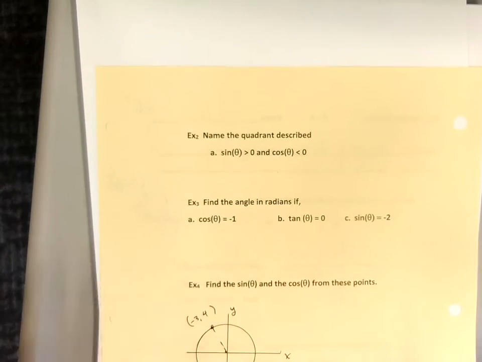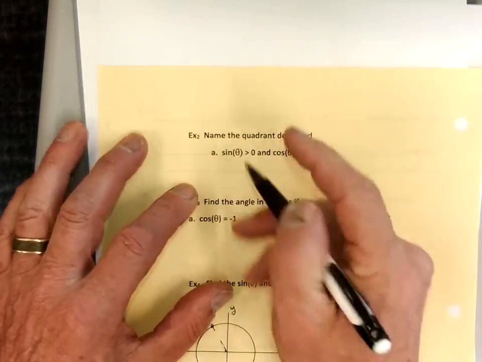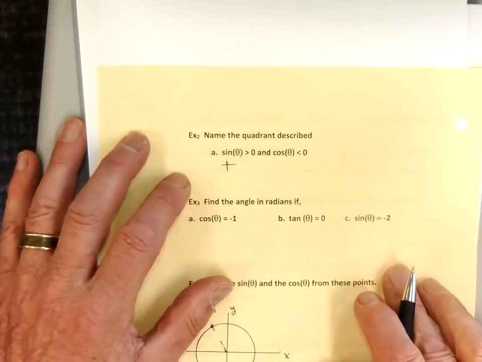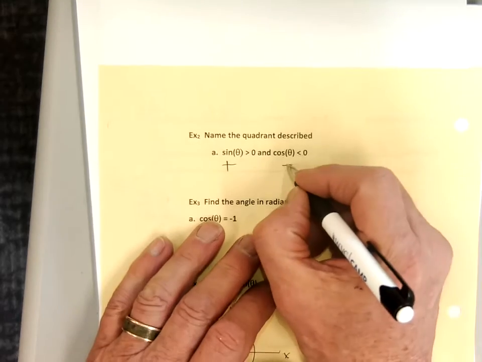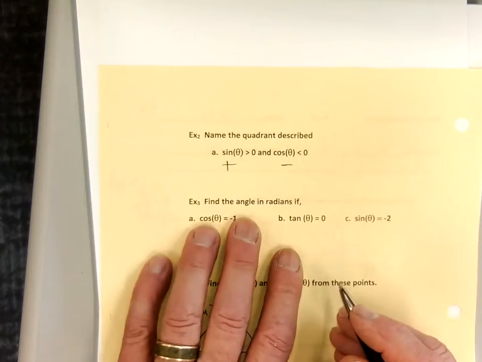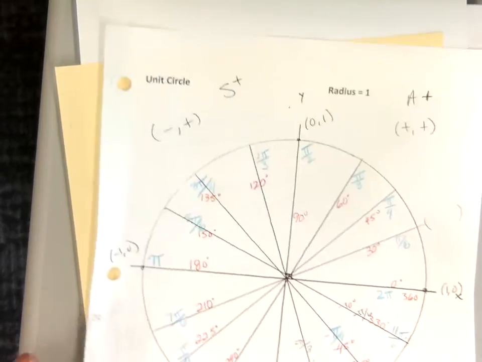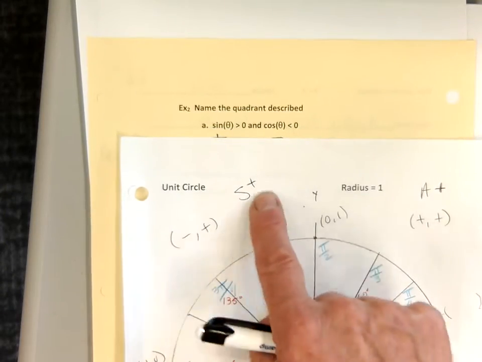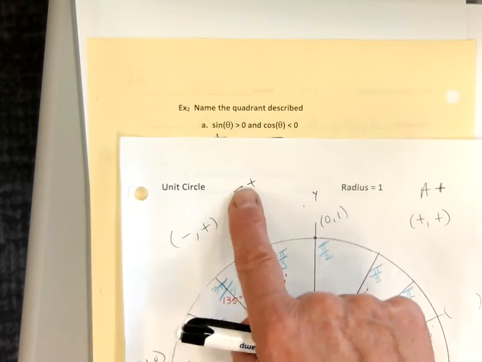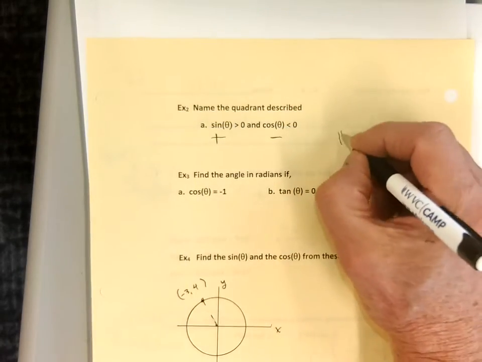Name the quadrant. Sine is greater than 0, which means sine would be positive. And cosine is less than 0, which means cosine's negative. Which quadrant am I talking about? Am I talking about 1, 2, 3, or 4? Well, sine isn't positive in 4. 2, right? Sine's positive, cosine's negative. Quadrant 2.